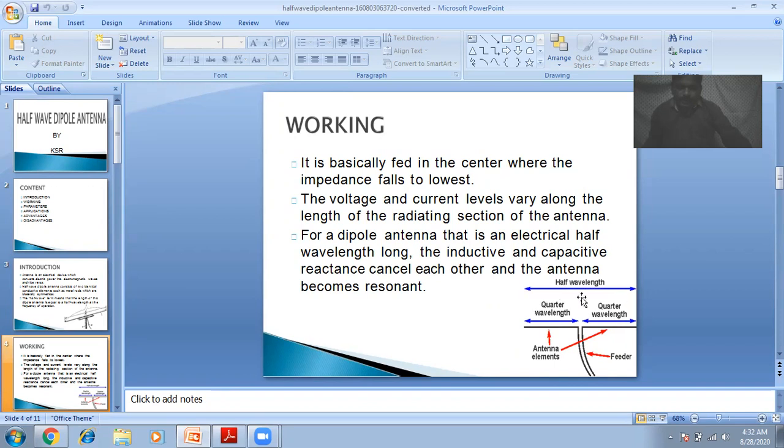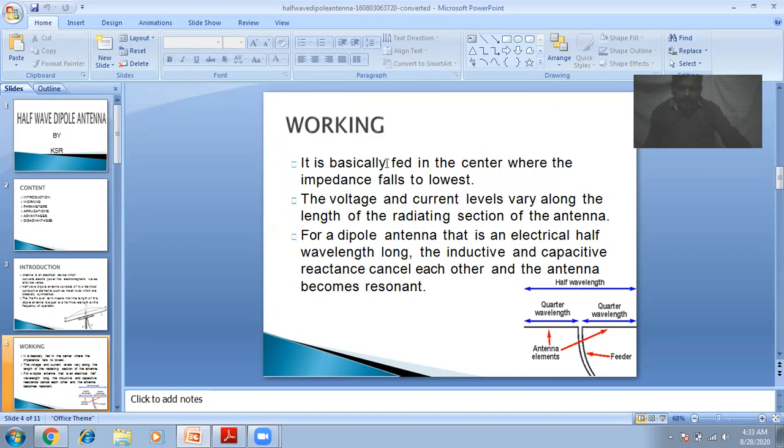Since the total length is lambda by 2, on this side, the length will be equal to lambda by 4. On the other side of this feeder cable, the length is equal to lambda by 4. So therefore, lambda by 4 plus lambda by 4 will become lambda by 2. Okay. So we are applying the power at the center. Therefore, this is called center fed antenna. That means with the help of a cable, we are applying the power at the center of the antenna. Why we apply the power at the center of the antenna, we will see in the coming slides.